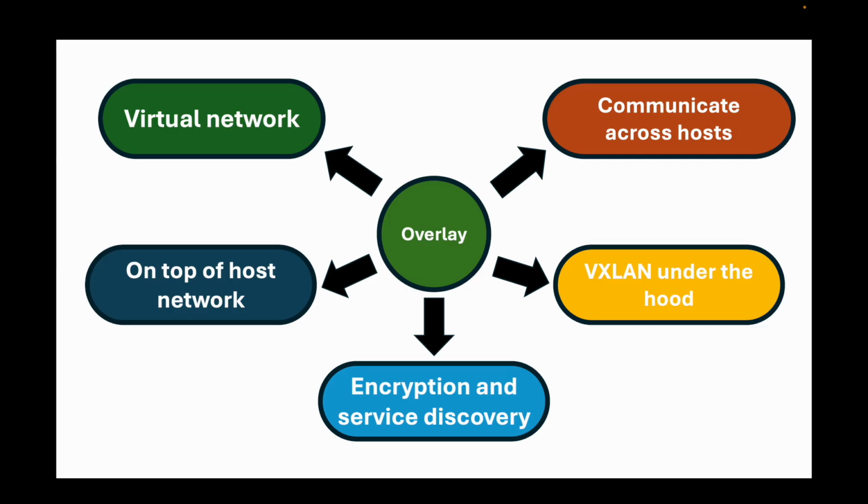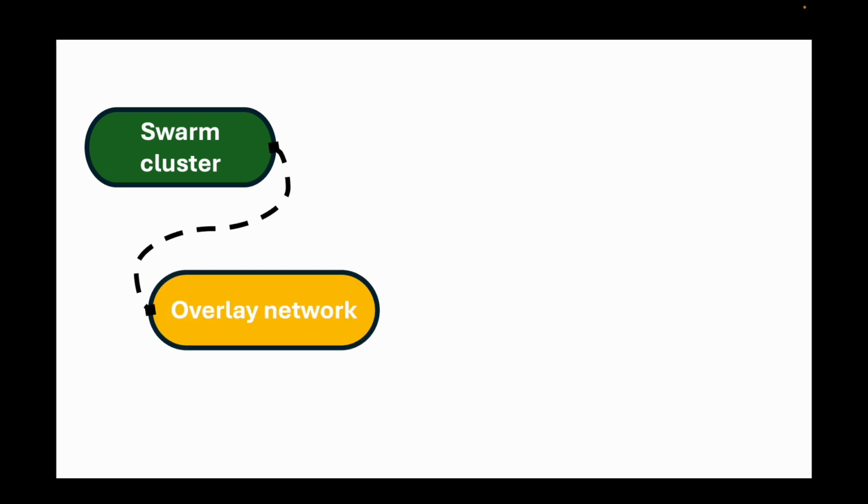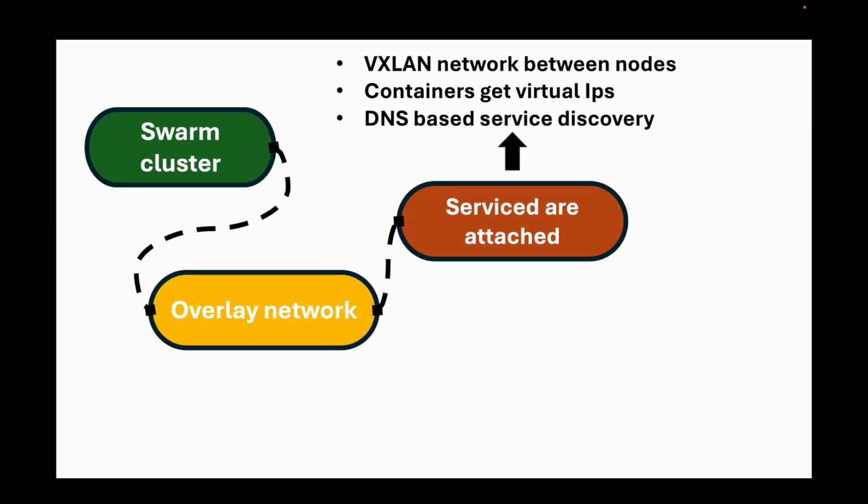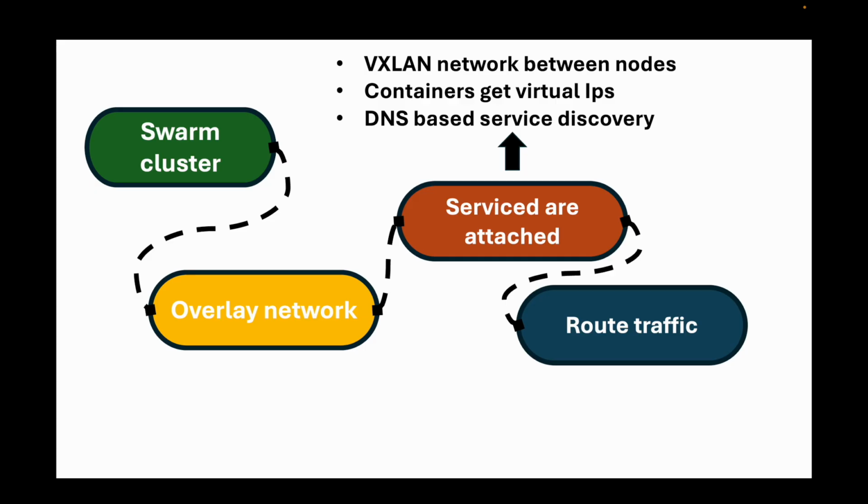So how it works in Docker Swarm is, you create a Swarm cluster with multiple nodes. You create an overlay network by running a command. When services are attached to this network, Docker sets up a VXLAN tunnel between the nodes. Containers get virtual IPs. DNS-based service discovery is automatically handled. And then finally, Docker routes the traffic to the correct container.